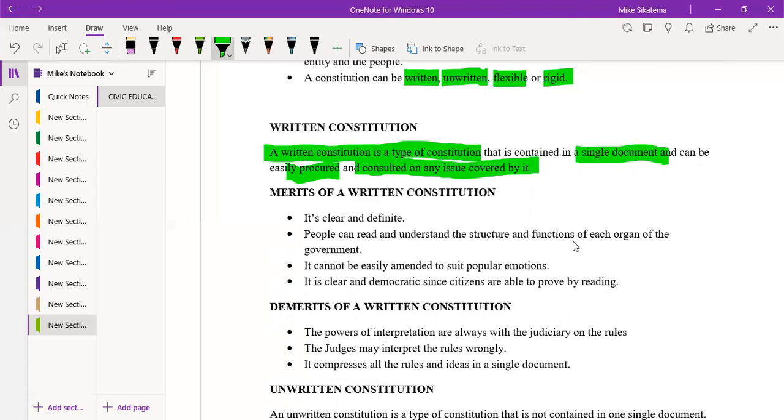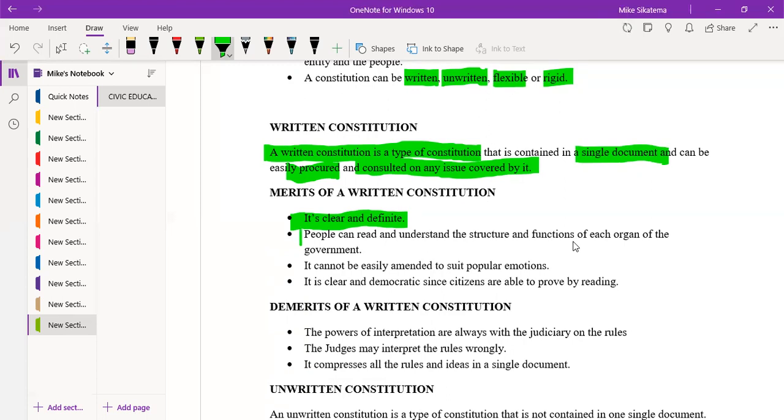So what are some of the merits? What are some of the good distinguishing characteristics that a written constitution is supposed to have? The first thing is that it has to be clear and definite, meaning it shouldn't be ambiguous. It has to be able to be read and understood even by a literate citizen or an illiterate citizen. Just by the oral explanation, someone has to be able to clearly understand what's being spoken about.